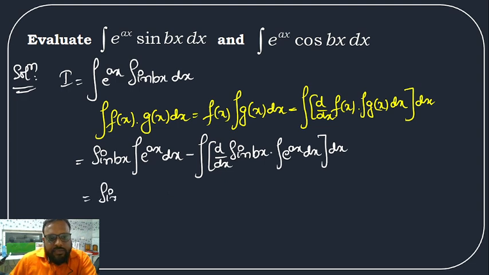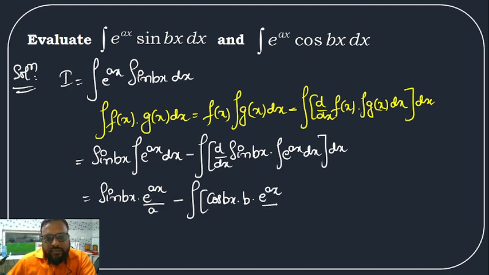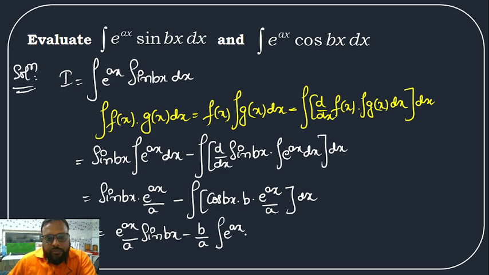So this will be sin bx into e to the power of ax by a, minus integration of cos bx into internal derivative b into e to the power of ax by a dx. So next step, e to the power of ax by a sin bx minus b by a comes outside. You are left with integration of e to the power of ax into cos bx dx. Again, we'll apply the same formula, just as we have done with this, we'll apply for this one also.